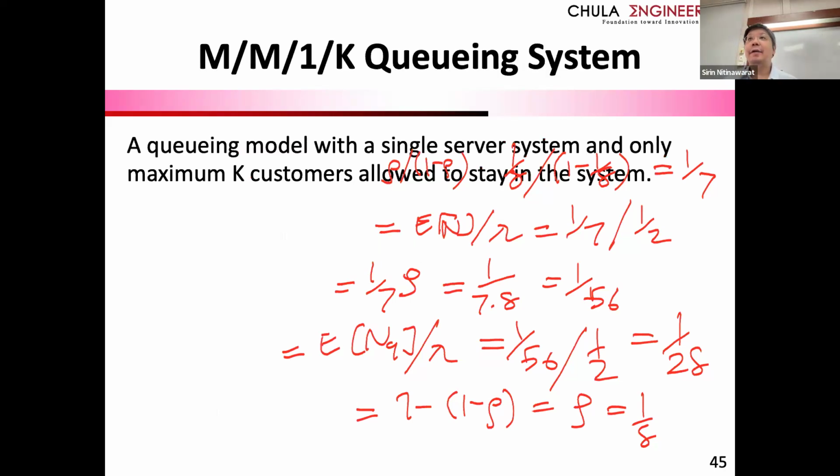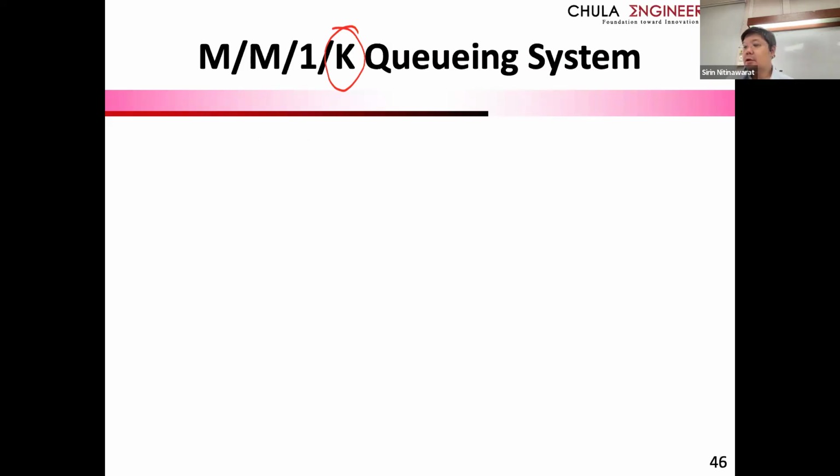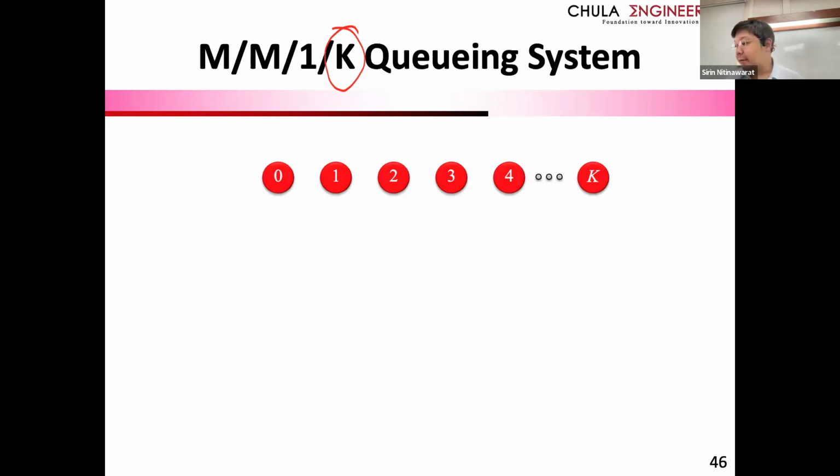Okay, let's try to finish the second one. Now we just add an extra element, which is the fourth character here, K. What is K? K is capacity, right? So what do you think will happen to the state diagram with this capacity limit? You cannot keep going forever, right? You are capped at K.